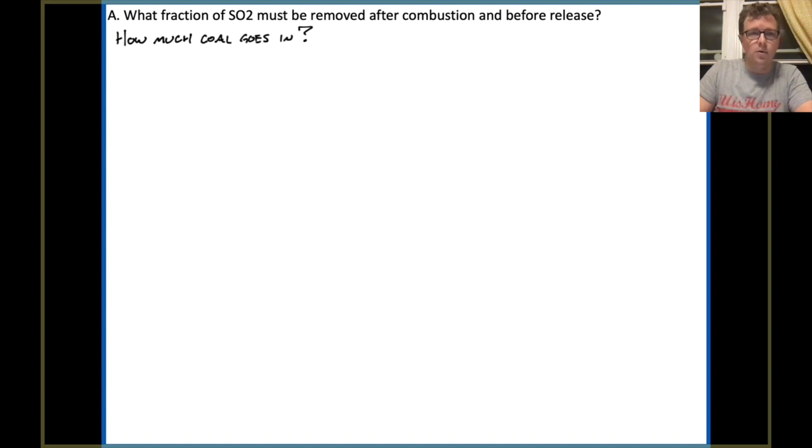And as a starting point, I just want to first ask how much coal actually goes into this power plant. We have 1,000 megawatt electrical generation, and we were told in the problem it's 33% efficient.